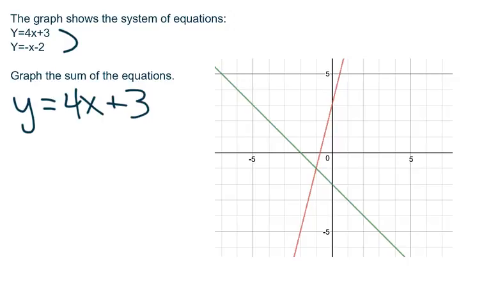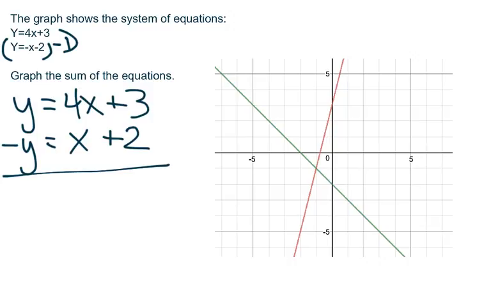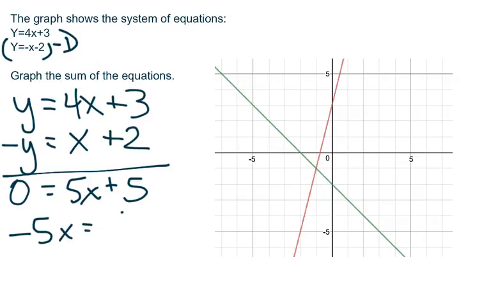It looks like it would be pretty easy to get rid of the y's if I multiply the second equation by negative 1. So that gives me negative y equals x plus 2. And I can add these. That gives me 5 plus 5x, and the y minus y equals 0. And now I can solve for x. Negative 5x equals 5. X equals negative 1.